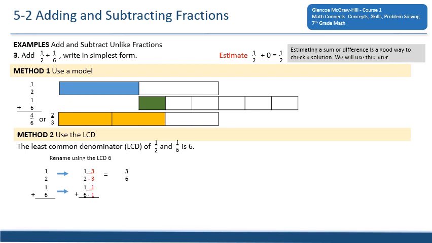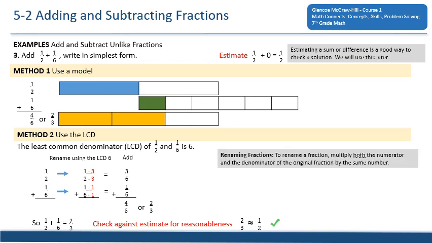So we get 3/6. And then 1/6, we don't have to do anything to it, but we're going to show that visually by multiplying times 1 over 1, which is the identity property. And then 3/6 plus 1/6, we'll add those together now and get 4/6. And then we can simplify that by dividing the numerator and denominator by 2, and we get 2/3. So 1/2 plus 1/6 equals 2/3. And we can check against our estimate, and 2/3 is fairly close to 1/2. So 2/3 is about 1/2. So that does check.